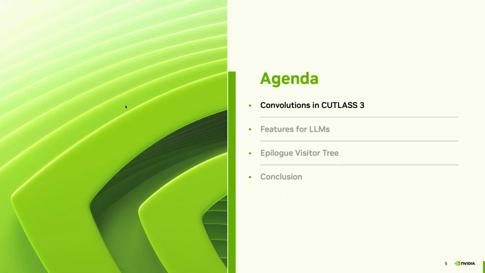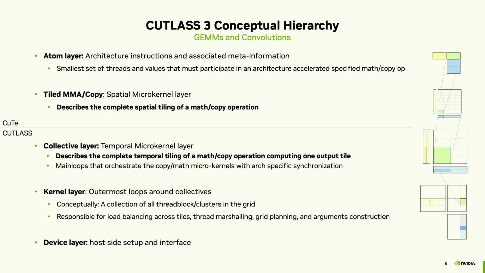So with that out of the way, let's dive right into the details of how convolutions are implemented in CUTLASS 3. As a reminder, if you are not familiar with the hierarchy of how CUTLASS 3 is structured, it's split into 5 levels within its conceptual hierarchy. At the very foundational level of CUTLASS 3 is CuTe, and it encompasses 2 of the conceptual levels. At the very foundation of this, we have the atom layer, which are architecture instructions and their associated metadata expressed as CuTe layouts, so that we can have a uniform representation, regardless of which architecture it is, of the math and copy operations that are native on the hardware.